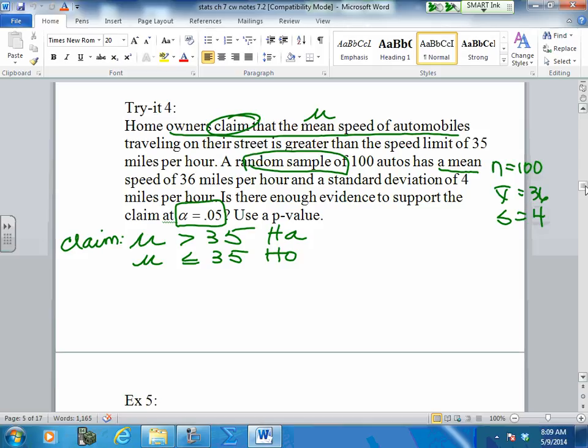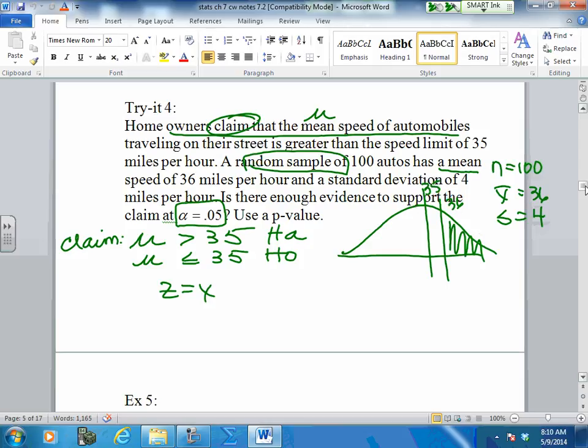Now, my tail test goes on the arrow of my HA. Which way is the arrow pointing? To the right. Here's my mean of 35. Here's my mean of 36, my sample, and I want to the right. Is my z-score going to be positive or negative? Positive. So let's find your z-score.